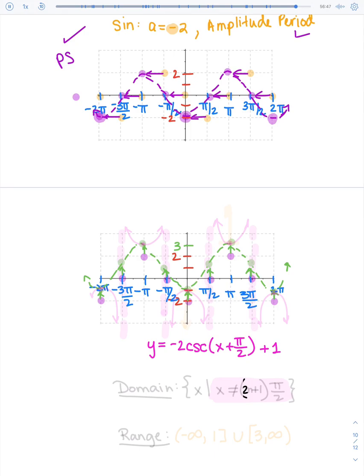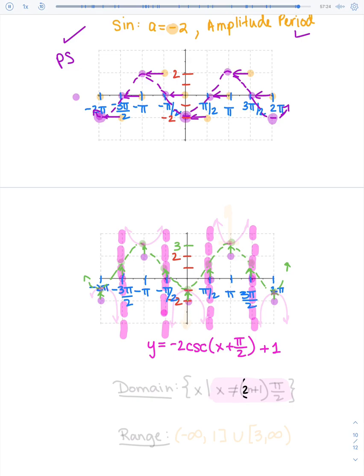Now to fill in our graph, we do have to realize that our asymptotes are going to be where we originally had our x-axis intercepts before we did the shifting up or down, before the +1, which would be those purple points. So that is where we're actually going to still have our vertical asymptotes for our cosecant graph. We'll just go ahead and draw those in. They're still the original x-intercepts before we did the +1.